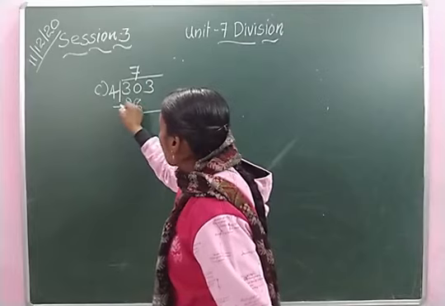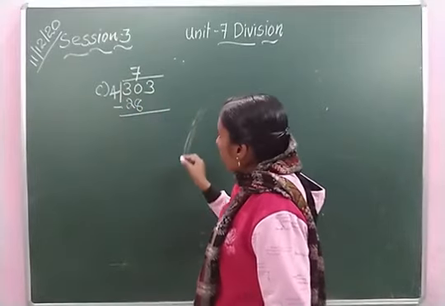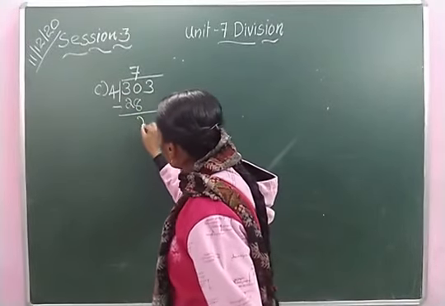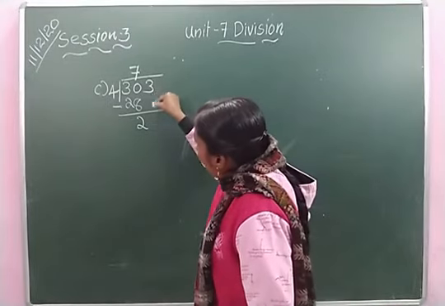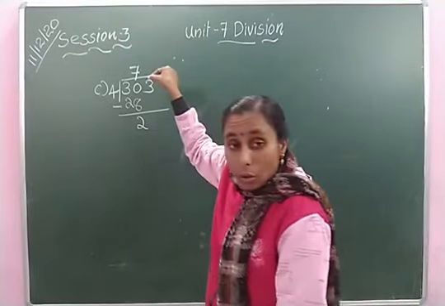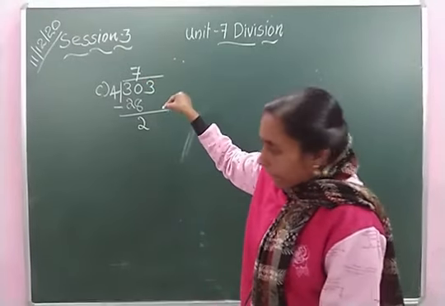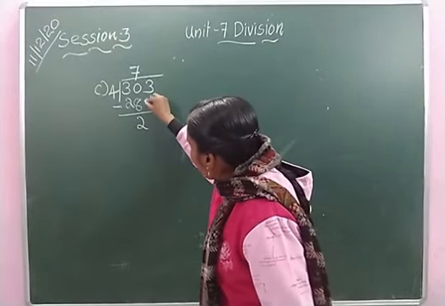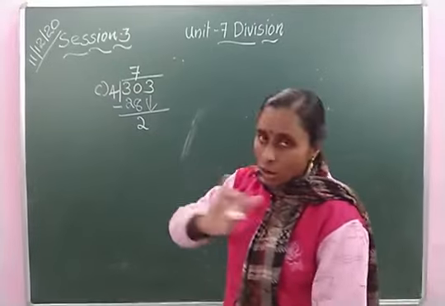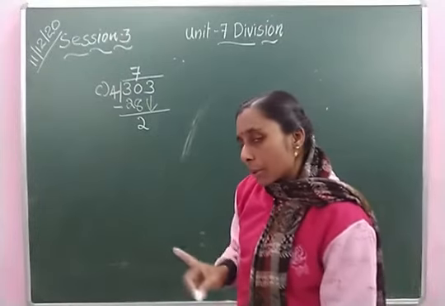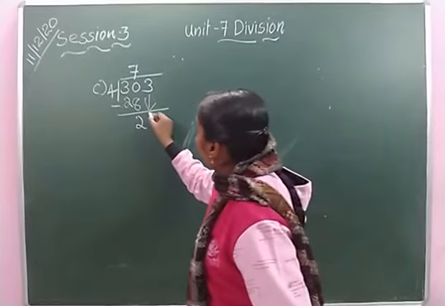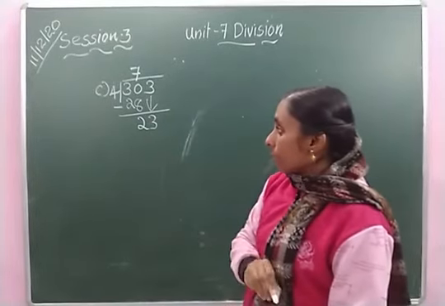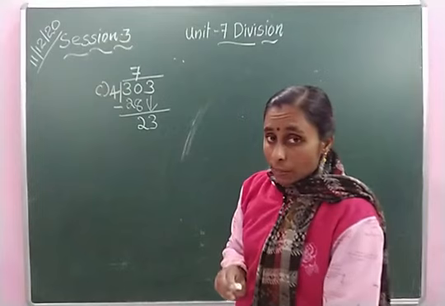Then 30 minus 28, what will we get here? 2. Okay. Then see that the numbers are not yet over from the dividend. 3 is left there. That 3 should come down. This arrow is not compulsory. If you want, you can do this. Otherwise, no need to mention that arrow. 3 comes down. Okay. How many times?